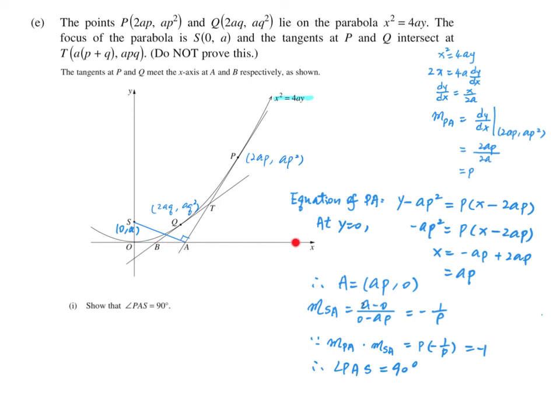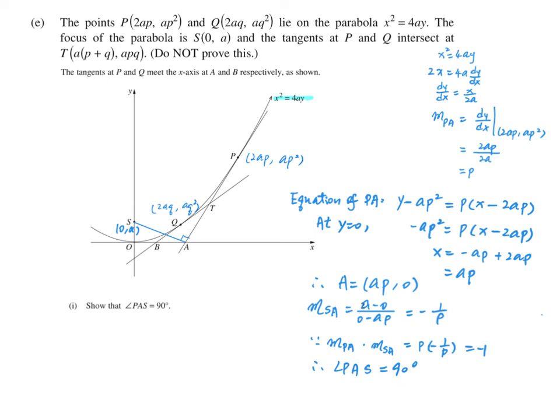A lies on the x-axis, which means the y coordinate of A equals 0. So at y equal to 0, x should be equal to ap. That means the coordinates of A are now available. So the gradient of SA, with the coordinates both available, equals -1 over p. As we have predicted, the product of the two gradients equals -1. Therefore, angle PAS equals 90 degrees.